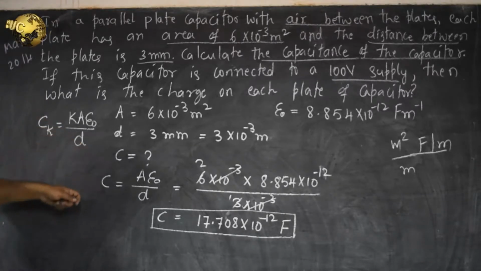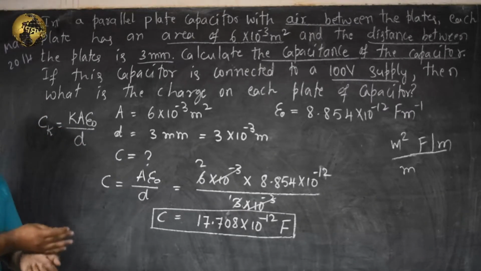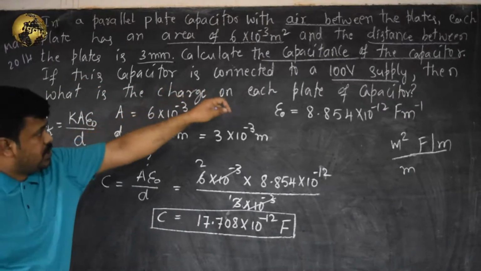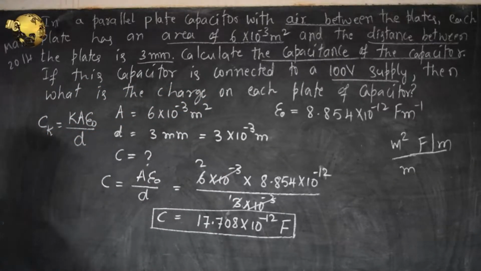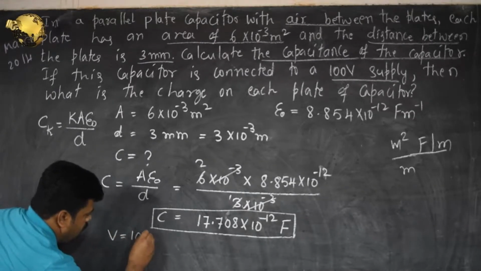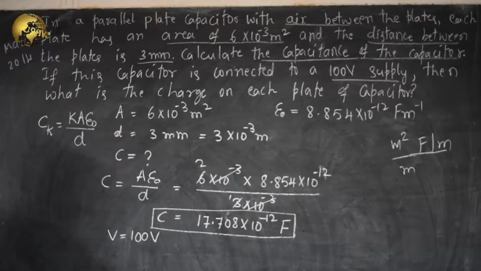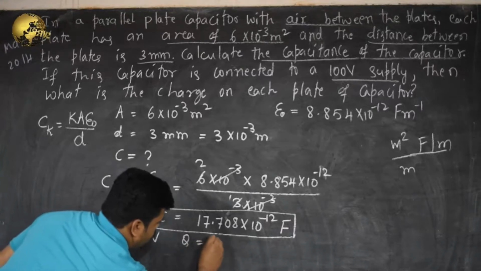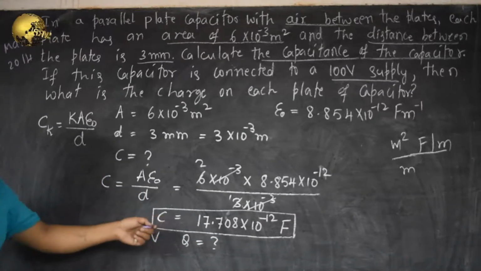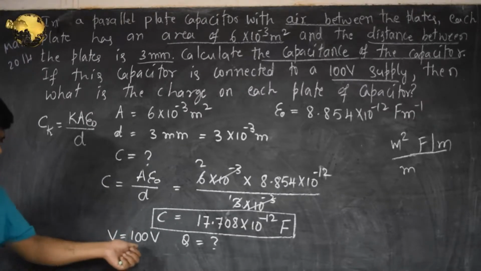Still I can say we have done it up to 3 marks. Still we have a second part, that's for 2 marks. If this capacitor is connected to a 100 volt supply, so that is voltage V is equal to 100 volt, then what is the charge on each plate? That's Q. We need to find. So we have calculated the capacitance, and this capacitor is connected to a 100 volt supply.